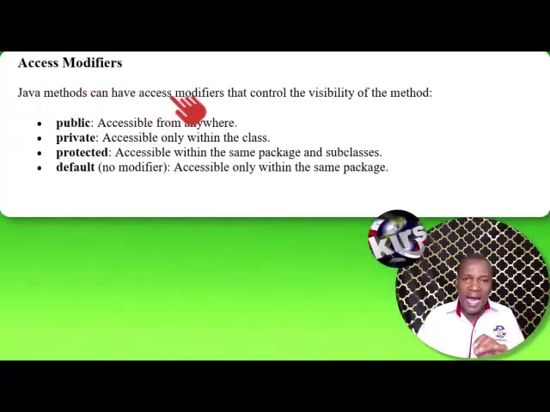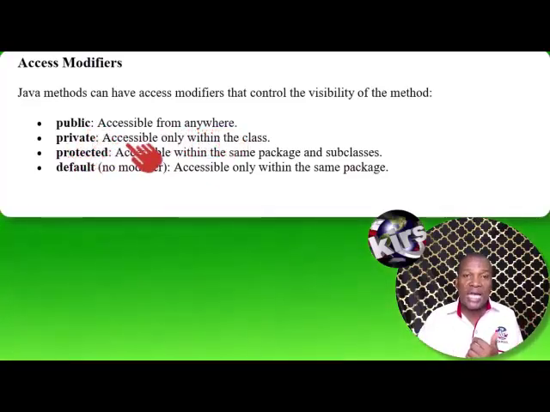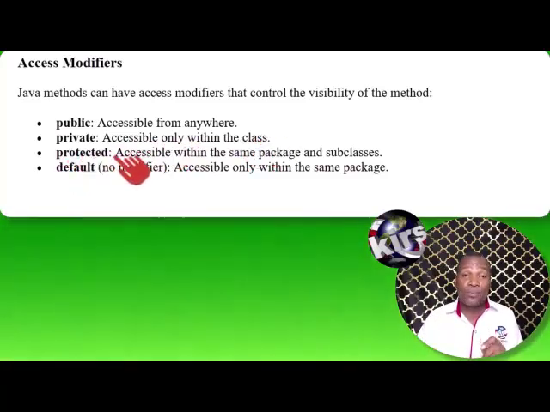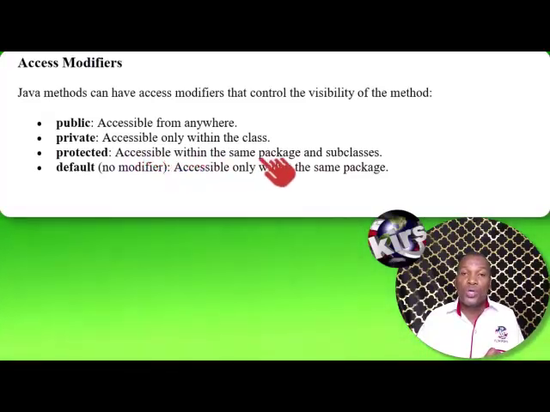Java methods can have access modifiers that control the visibility of the method. And the access modifiers are as follows. Number 1, we have public, which is accessible from anywhere. Then we have private, which is only accessible within the class. Then we have the access modifier protected. And when a method is protected, it can only be accessed within the same package and subclasses. Then we have the keyword default, where we mean there is no modifier, accessible only within the same package.